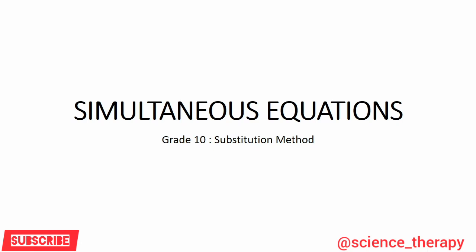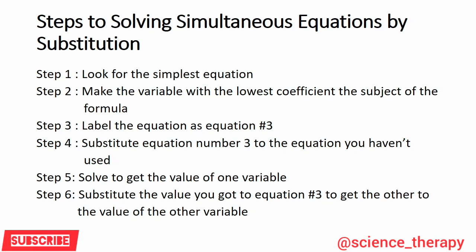So now let's look at the topic. Now we are given the steps to solving simultaneous equations by substitution. Step number 1 says we need to look for the simplest equation. Now remember, with simultaneous equations, we'll be given two equations whereby we'll have two unknown variables, right? So with this one, you will notice that one of the equations will look complicated, but then the other one will look simple. So you want to choose the one that looks simple and start solving, right?